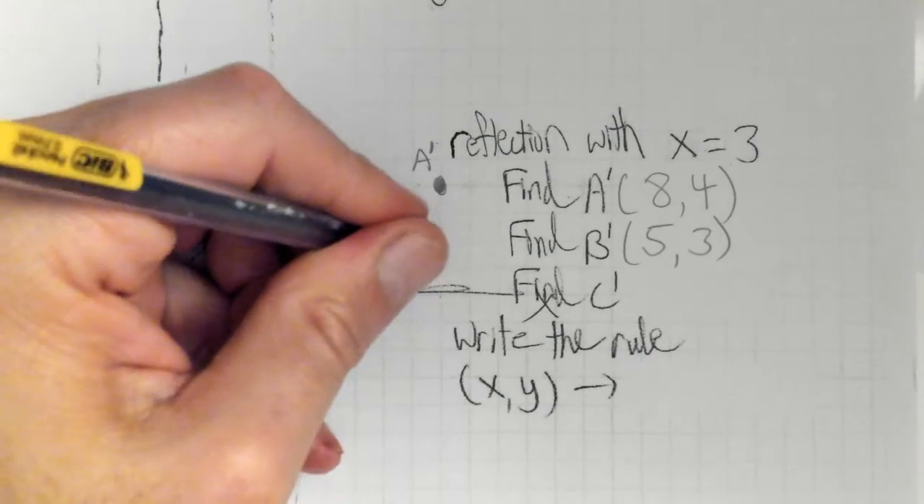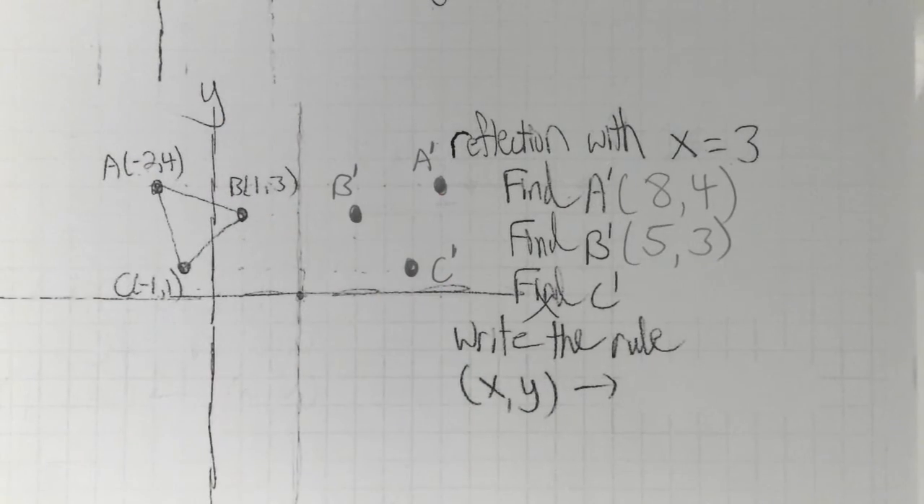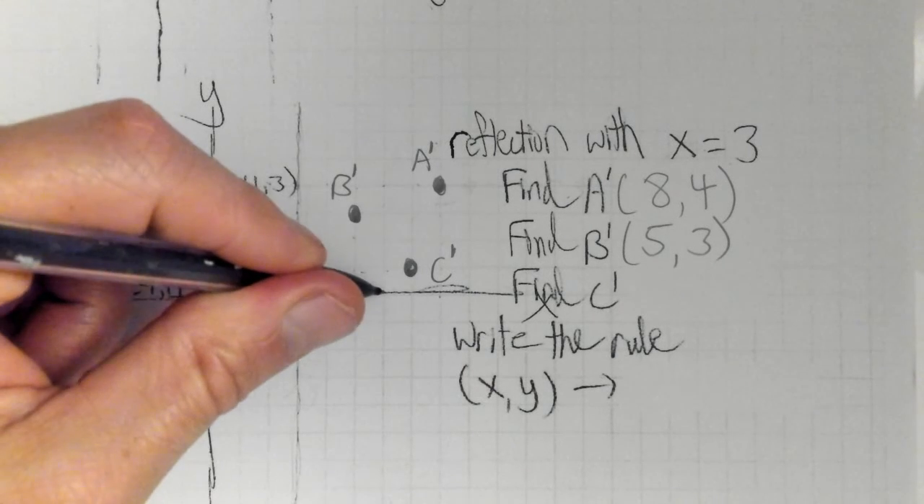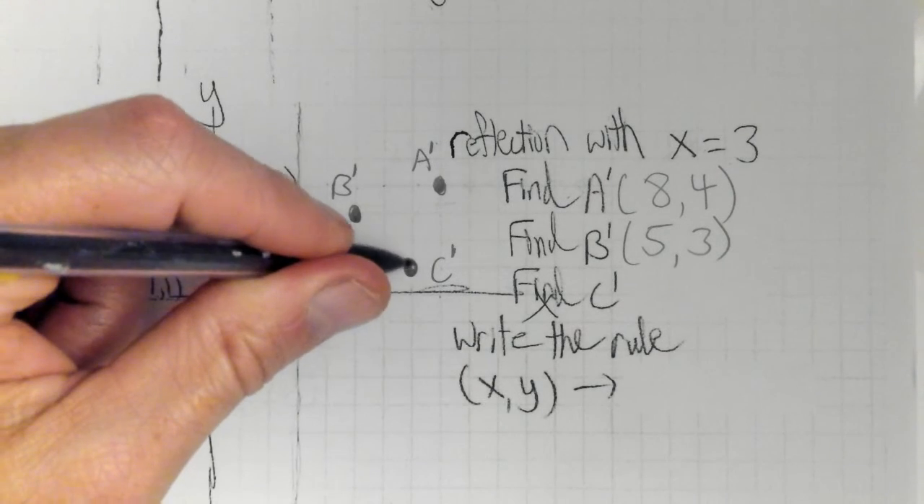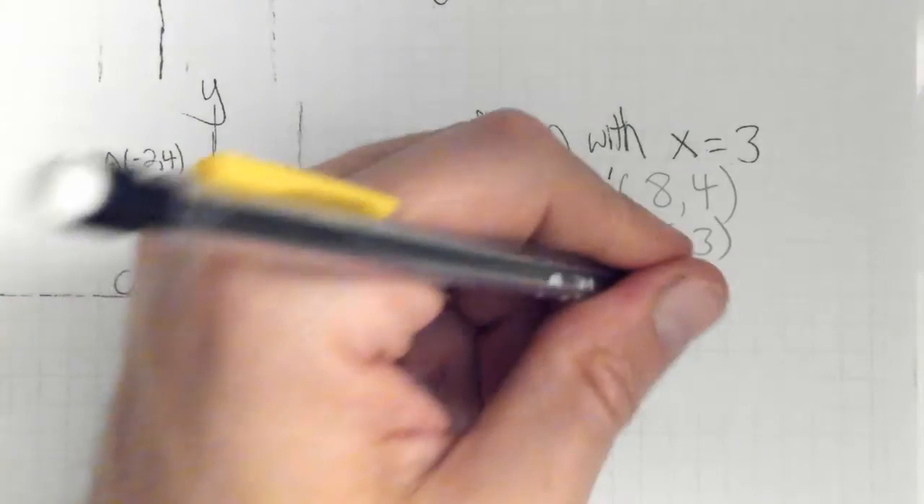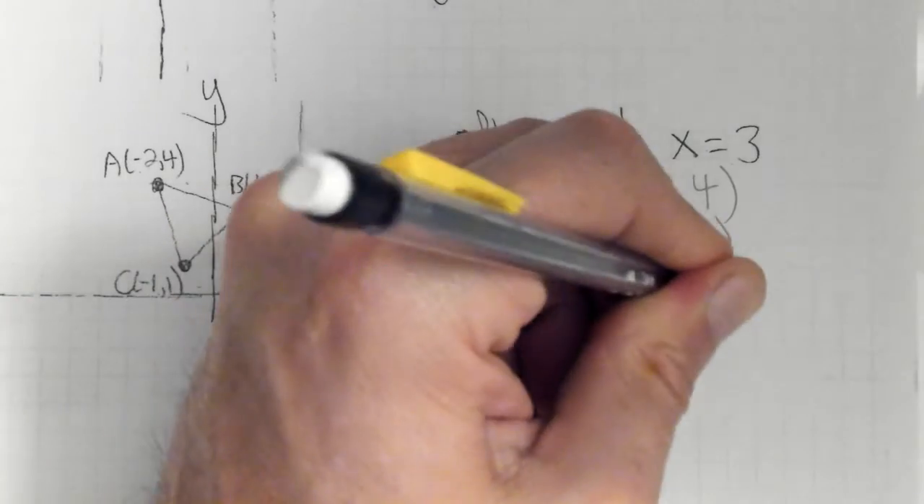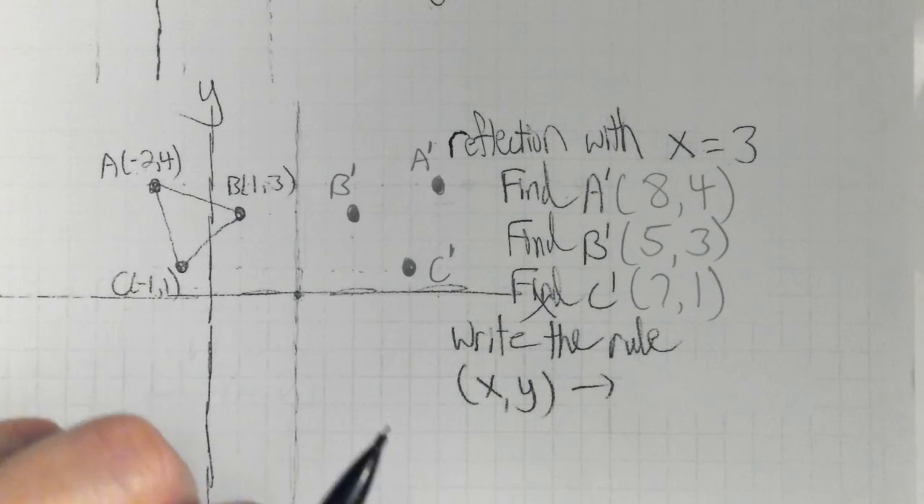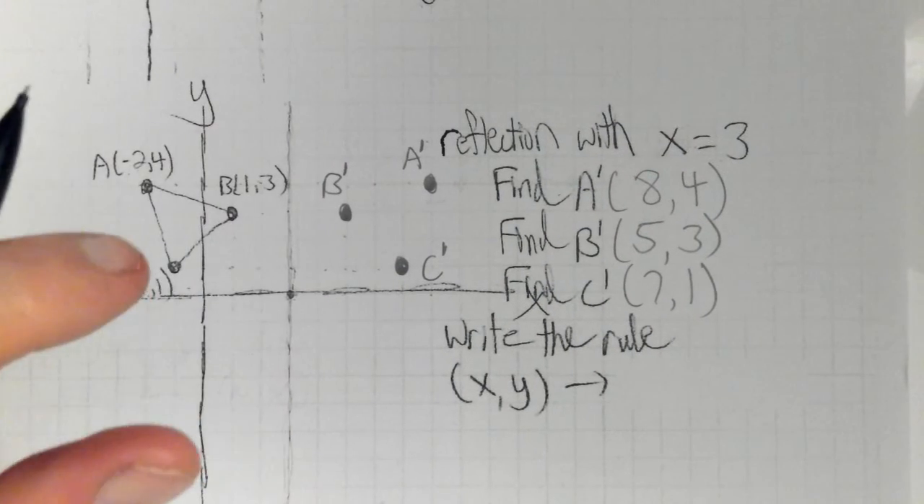And C prime is here. We can count the coordinates now. 1, 2, 3, 4, 5, 6, 7, and up by 1. 7 and up by 1. 7, 1. Alright, 7, 1. Okay, so there you go.